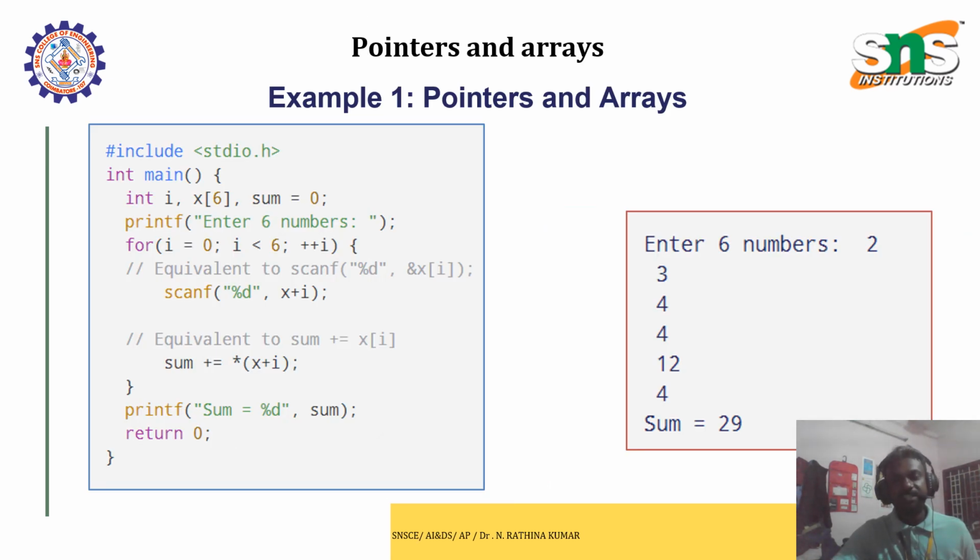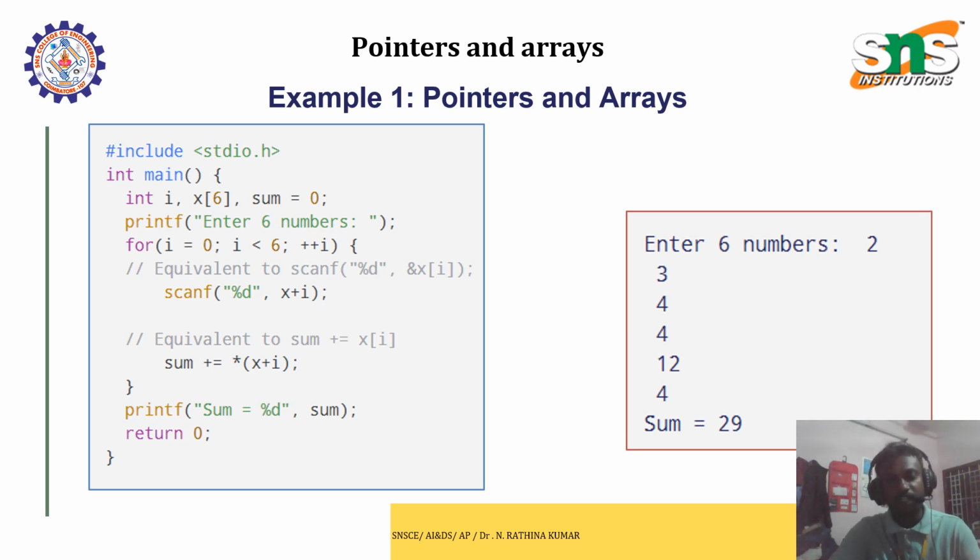Next one is pointers and arrays. This is a very simple example for the pointers and arrays concept. As we all know, when you want to store more values, we go for the concept of an array. We have already seen what is meant by an array and the different types of arrays. What is meant by a pointer? Just before, we said that a pointer contains the address of another variable. So how are the pointer and array concepts used here?